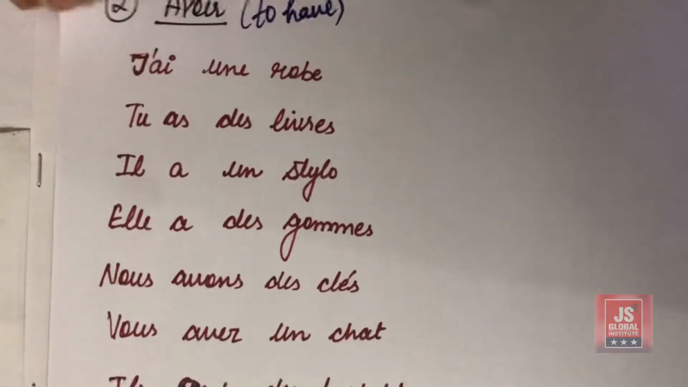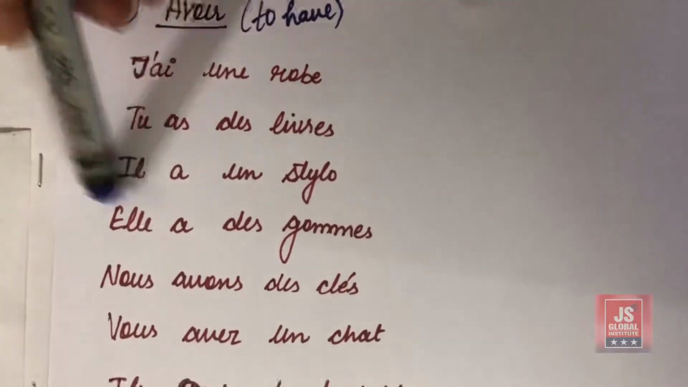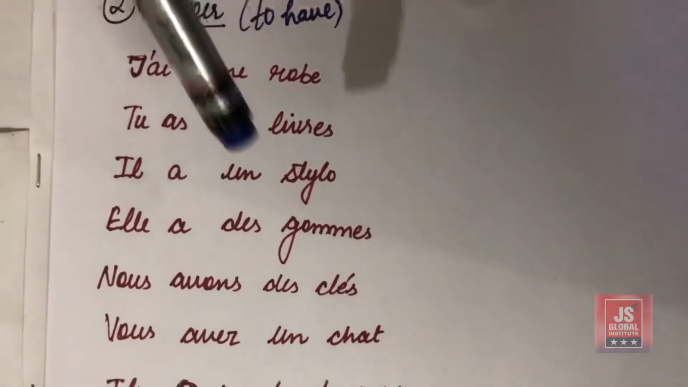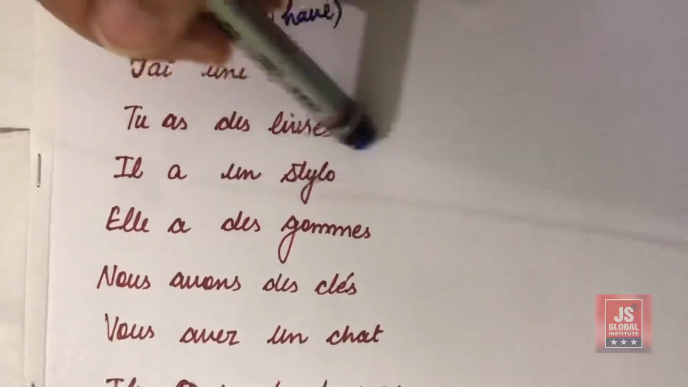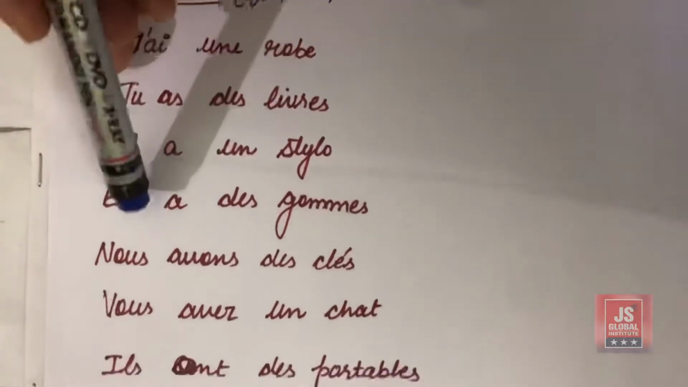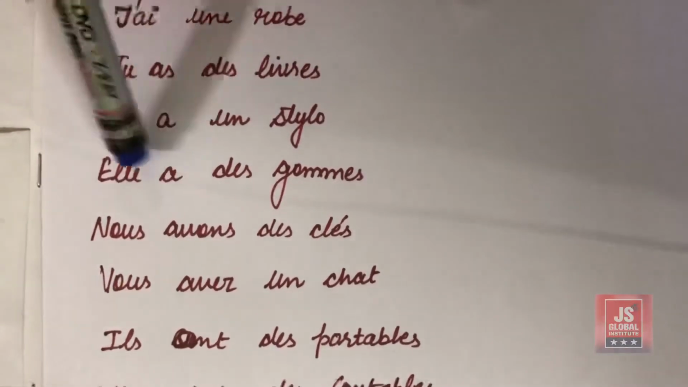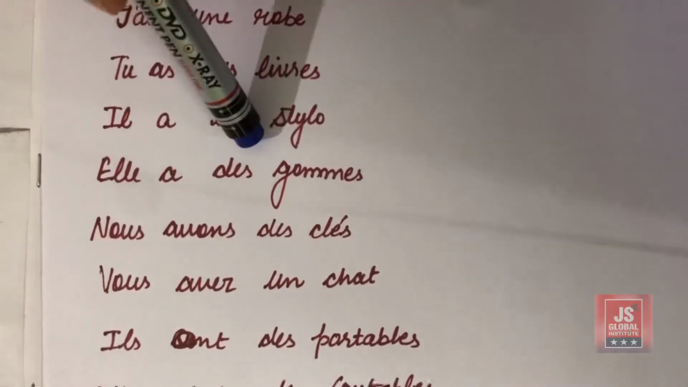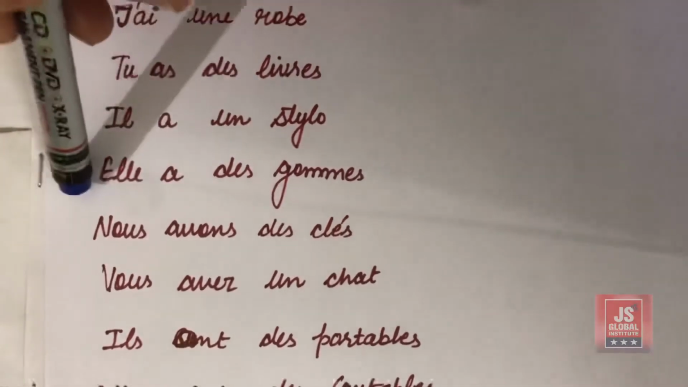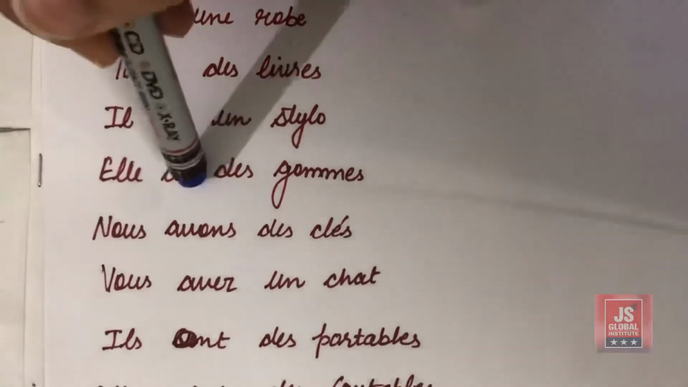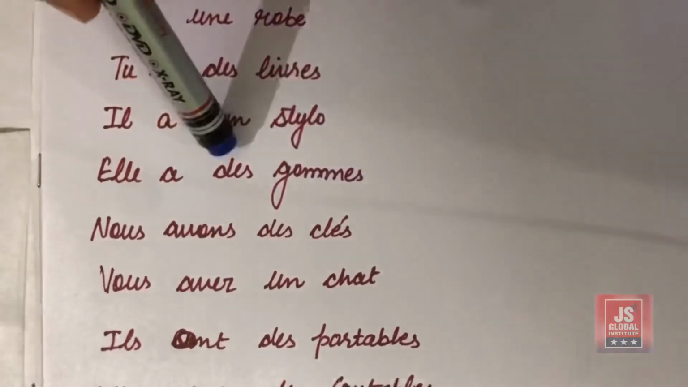Okay, so here also il is a subject, a is the conjugation of the avoir verb, un stylo is the object. Okay, next is elle a des gommes, which means she has erasers. So here elle is the subject, a is the conjugation of the verb, and then des gommes is the object.